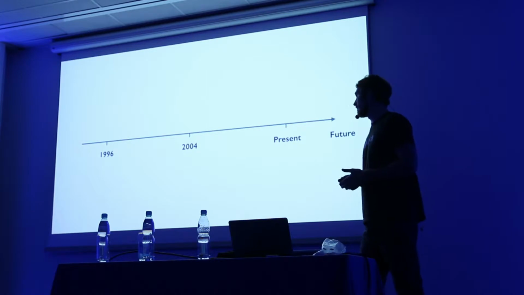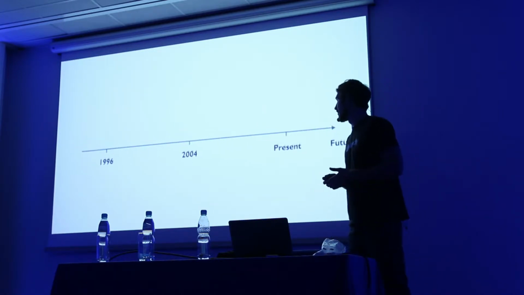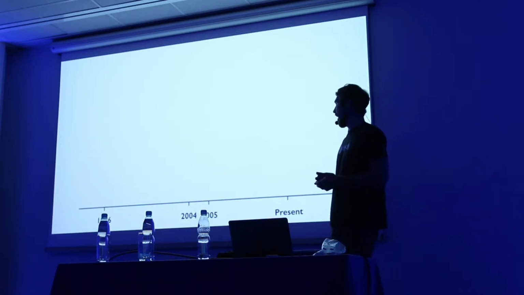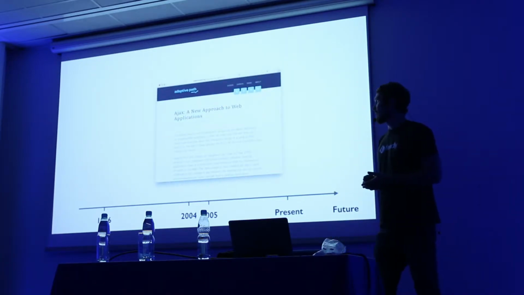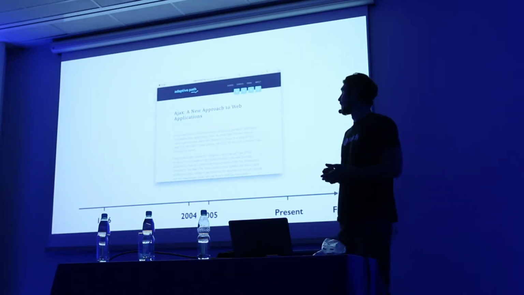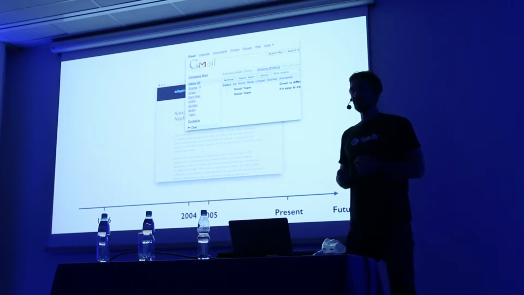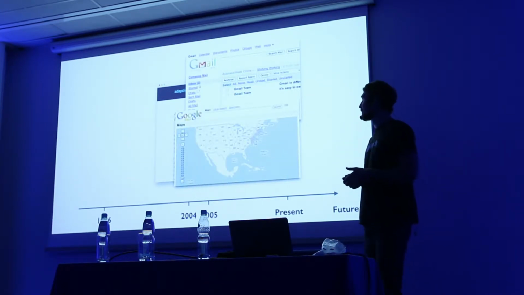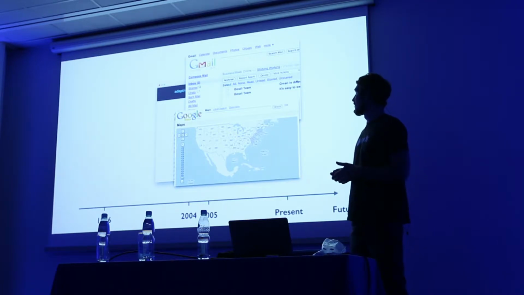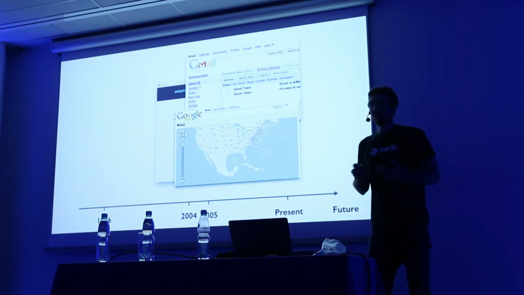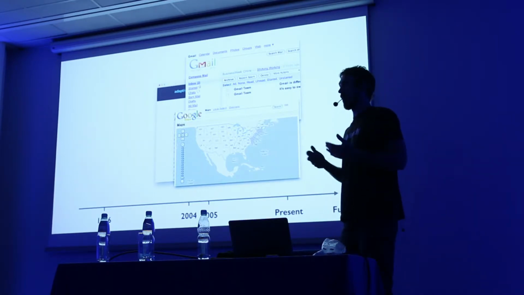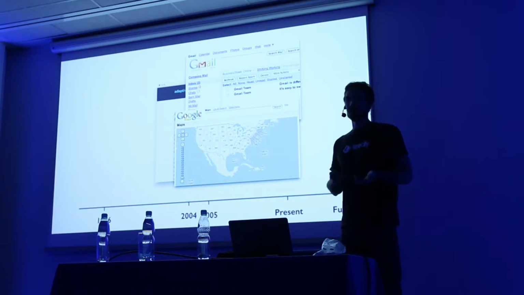At the same time, 1 year later, in 2005, an interesting thing happened. It was later called Ajax, and it was the time when Google released Gmail and Google Maps, and these 2 first web apps basically defined how the web looks and works right now. They started using this technology called Ajax, XML HTTP request.